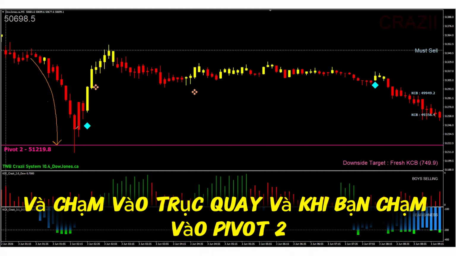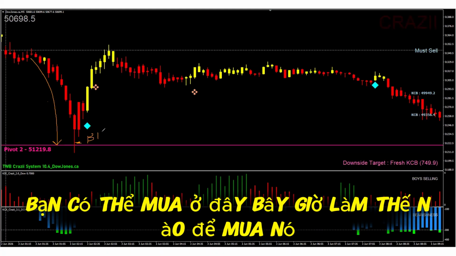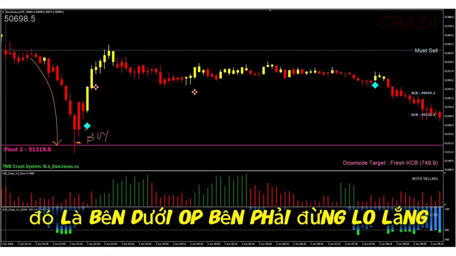And once it touches the pivot 2, it doesn't go down all the way. You can buy somewhere around here. Yes, you can buy here. Now, how to buy that? That's below OP, right? Don't worry.